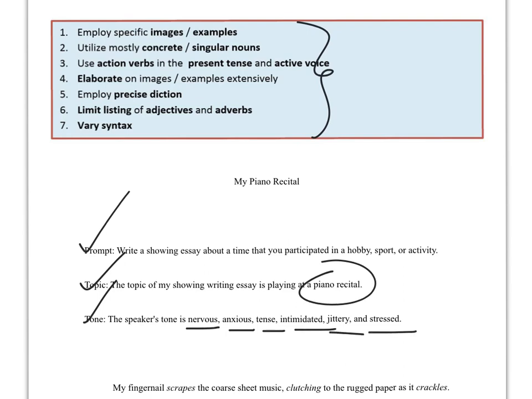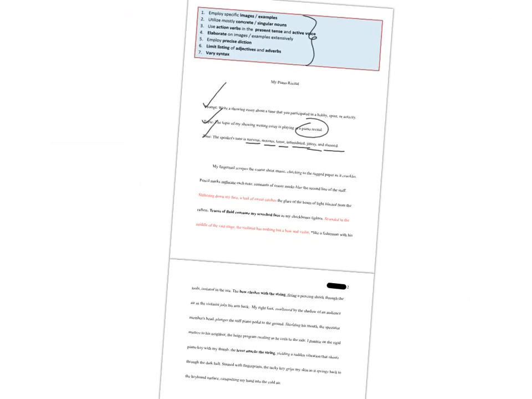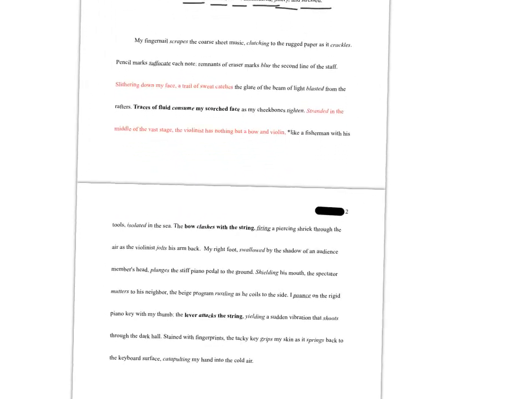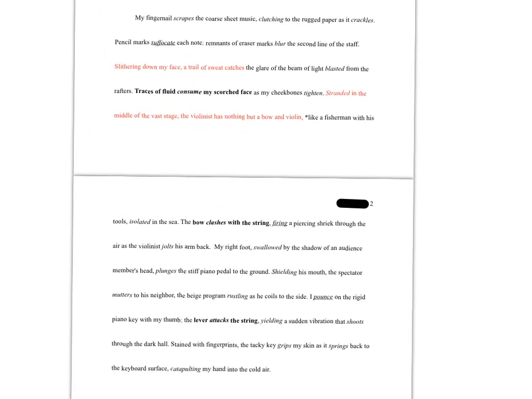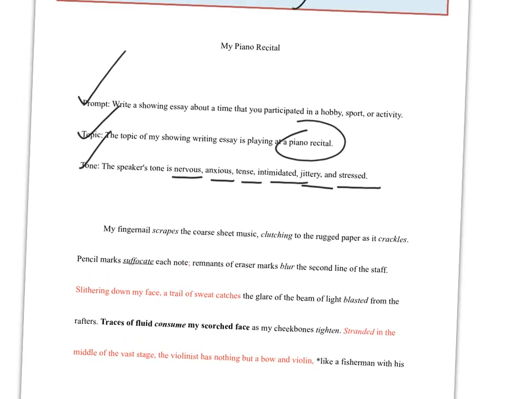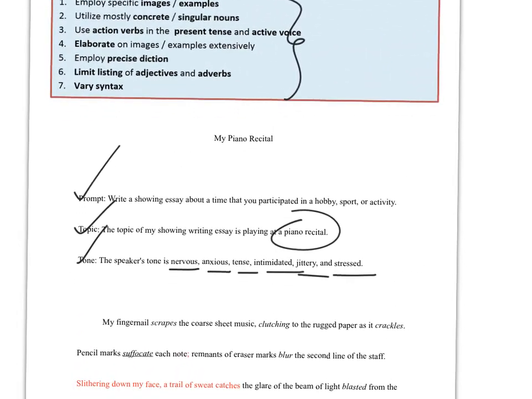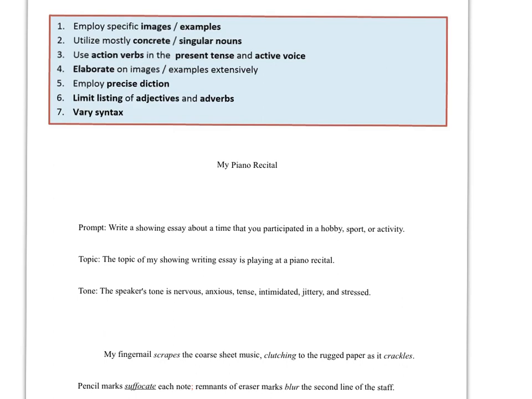At this point in the tutorial, it might be a good idea to hit pause and then just go ahead and read the entirety of the paragraph just so that you can watch as I apply these 7 features of showing. Okay, so now that you've read the paragraph, let's go ahead and start applying these features of showing to the sentences. All right, let's start with images and examples.